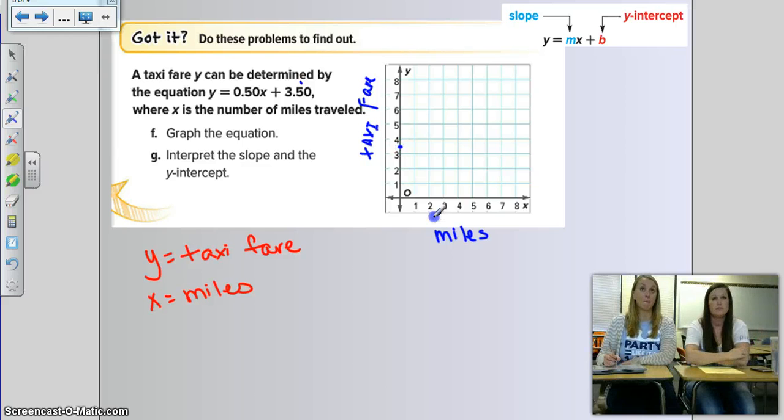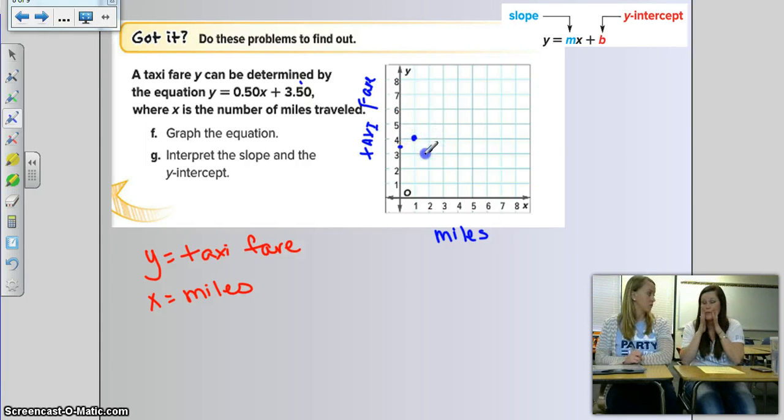Then we're going to use our slope. Go up 50 cents over 1. Oh, now this makes sense. Up 50 over 1. So when I add 50 cents to $3.50, it would be $4. So we went up to 4 and over there. Now I'm going to go up to $4.50 and over to there. Up 50 over 1 and keep going, and so on and so forth.